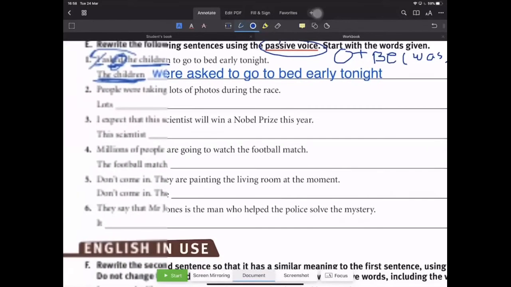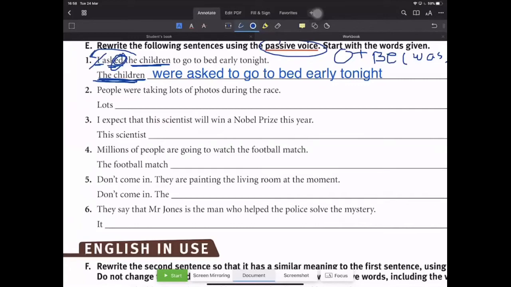let's go to number 2. People were taking lots of photos during the race. Okay. طيب عندنا people اللي هو subject، الverb were taking، والobject اللي هو وقع عليه الفعل lots of photos. هتبدأ بإيش؟ بالobject. نحطه في البداية ونشيل السبجكت.